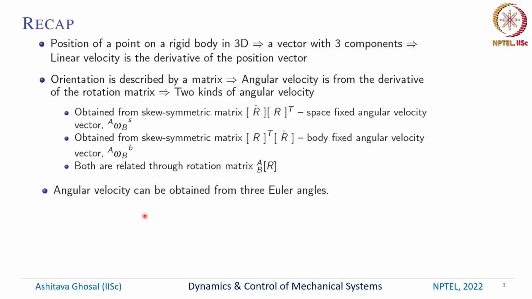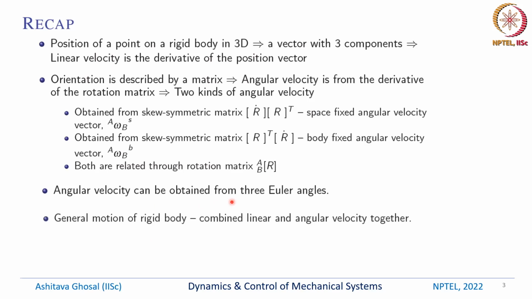The angular velocity of a rigid body can also be obtained from the three Euler angles. They are not exactly the straightforward derivatives of, let's say, theta 1, theta 2 and theta 3, which are the three Euler angles, but they are related with cosine and sine of the angles also. In this lecture, we'll look at the general motion of a rigid body. Basically, we will combine the linear and angular velocity together.